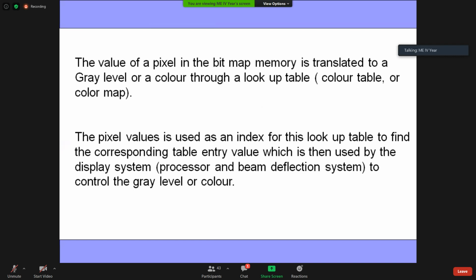Okay, the value of a pixel in the bitmap memory is translated to a gray level or color through a lookup table. The pixel value is used as an index for this lookup table to find the corresponding table entry value, which is then used by the display system to control the gray level or color. Okay, so you can increase the brightness of your screen. So what is happening inside the screen, how your remote is working, there is a signal, we are giving an IR signal. Remote is nothing but IR.